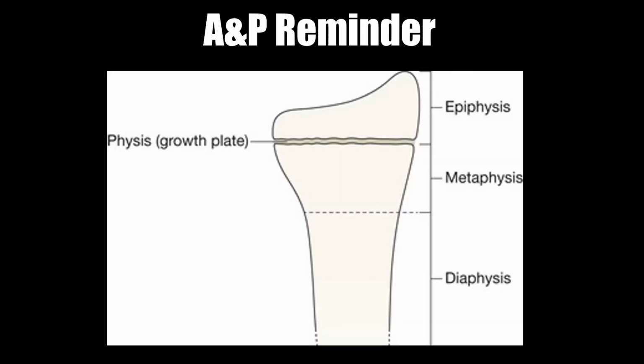And just a little reminder of A and P, because we're talking about the growth plate here. The growth plate is known as the physis. And then the end of our bone is the epiphysis. Right below the growth plate, leading into the diaphysis, is the metaphysis. So with the Salter-Harris classification, we're looking at the parts of the bone that have to do with the growth plate, the epi and the meta.